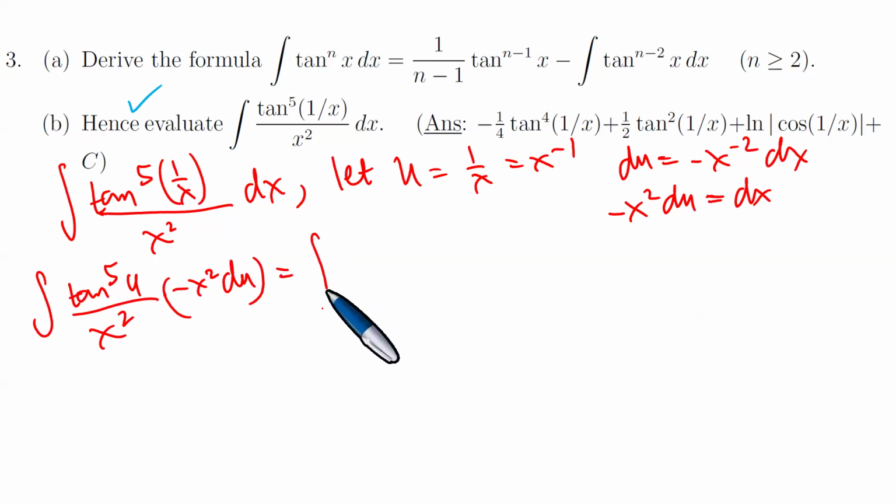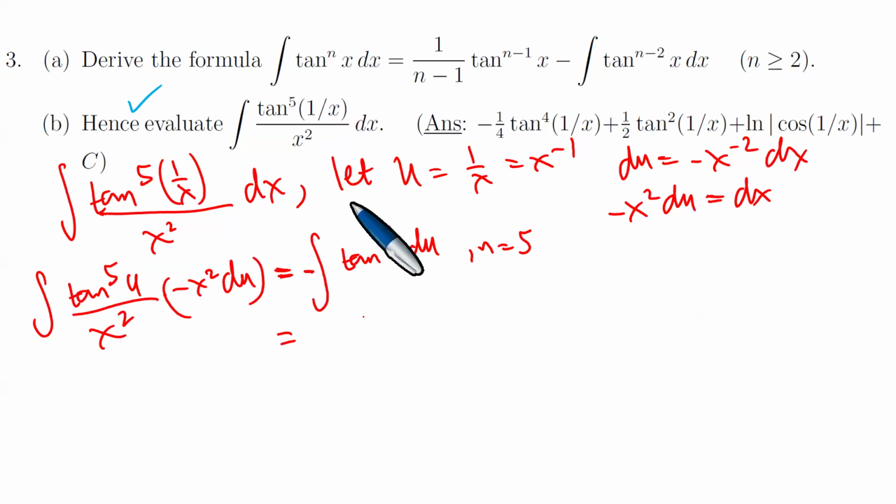All right, and therefore this is negative the integral of tangent to the fifth power of u du. Now, this one is exactly like this. And then n is what? n is 5.